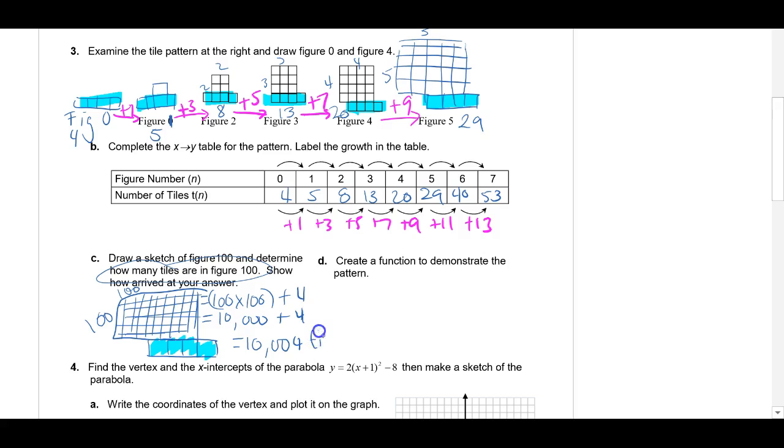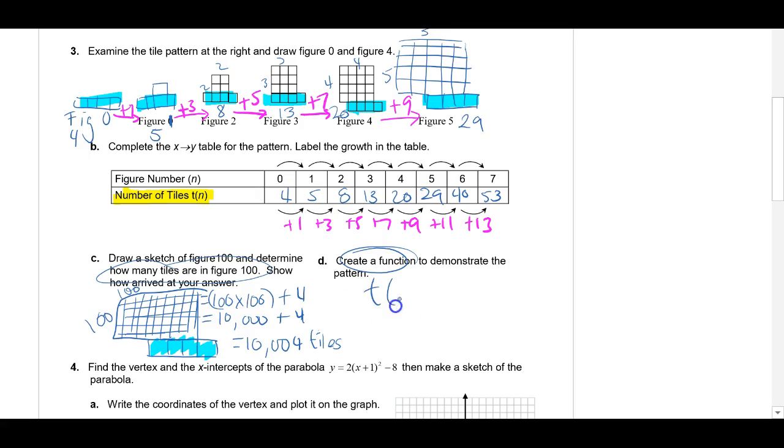And I say that because I don't want you to forget about the 4. Okay, now we want to create a function. If you notice here, going back to the table, they gave us a title for the function, because usually you say y equals or f of x equals, but look, going back here on the table, number of tiles is t of n. So we want to use the same variables they're using.